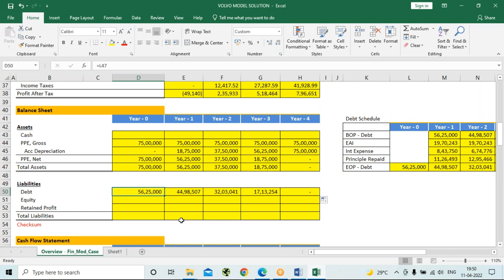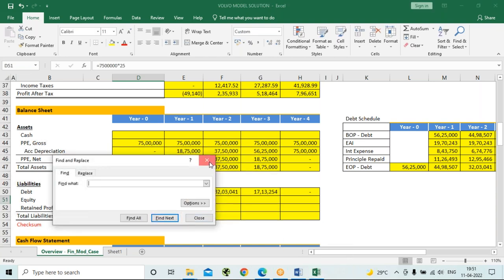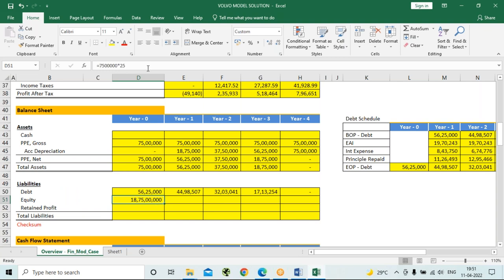Okay, the next thing is equity. So what is the equity value we had? Out of 75 lakhs, 75% was debt and the equity value was 25%, that is 75 lakhs into 25%, which comes up to 18,75,000. So the equity value has no changes, we didn't increase any value. This remains the same for all the years.